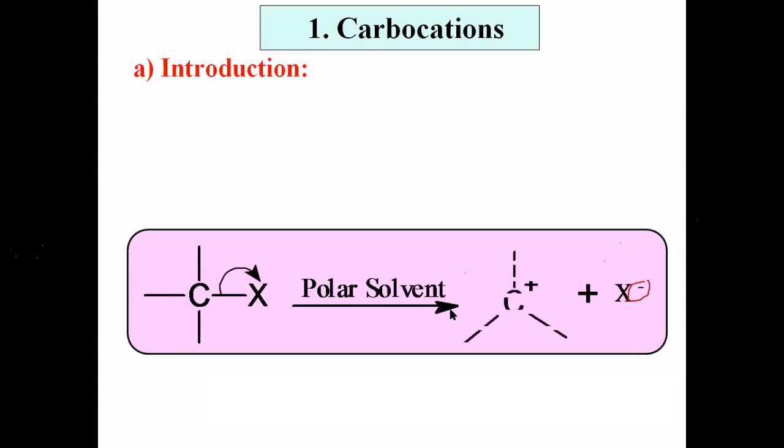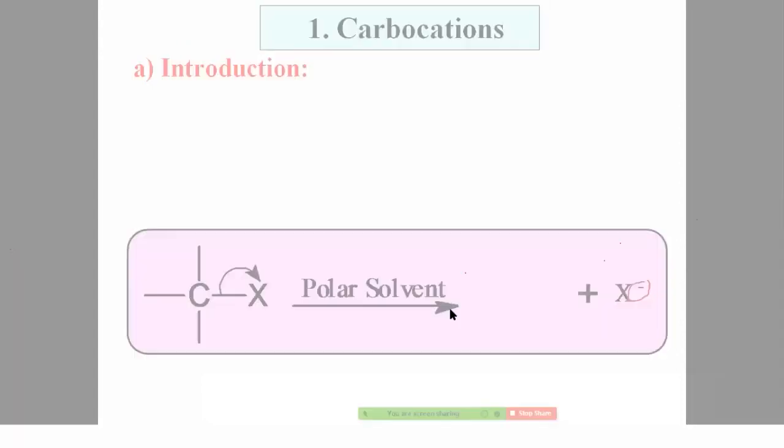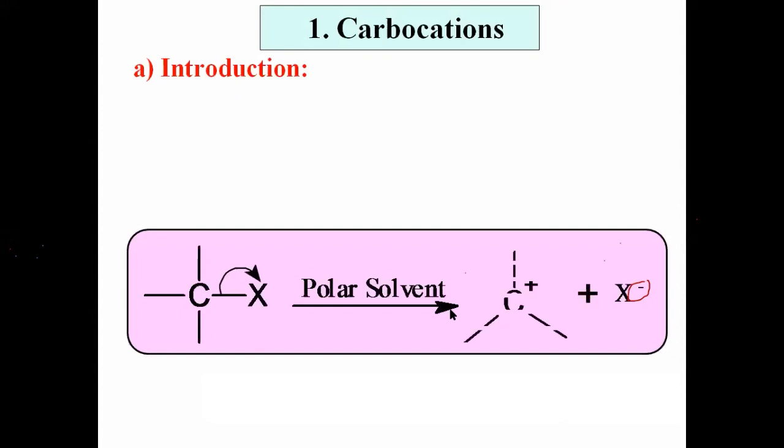Thus, when the bond between carbon and halogen, the bond between carbon and X, undergoes heterolytic bond breaking, both the electrons from the bond go towards X, which acquires negative charge, while carbon acquires positive charge. This is the carbon which has positive charge. Due to this bond breaking, the electron pair goes away from the carbon, hence it acquires positive charge, and that positively charged carbon species is called a carbocation.